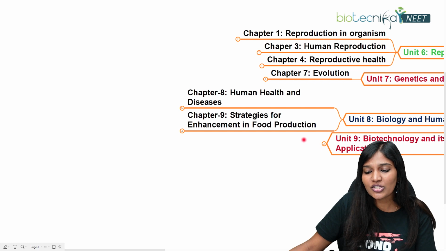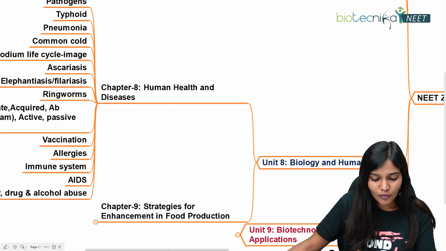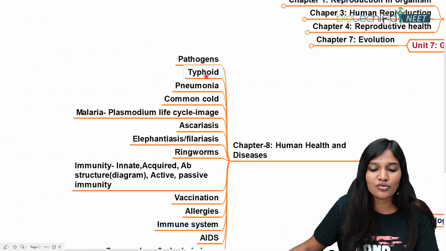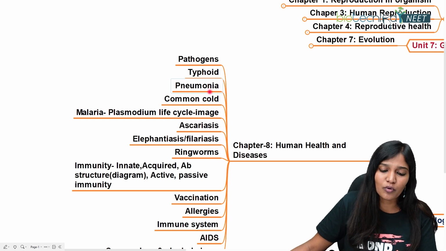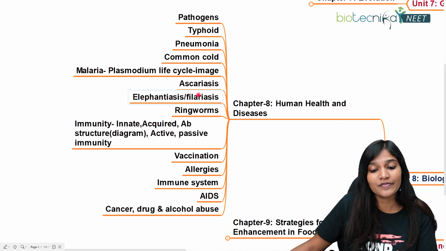Next is biology and human welfare. Most important is this easy one. If you know this, what the pathogen is, what the disease is, it's going to be very easy. Pathogens: typhoid is caused by what type? Salmonella typhi. Pneumonia, yes, Streptococcus pneumoniae. So common cold, and malaria. Malaria Plasmodium life cycle is very, very important.